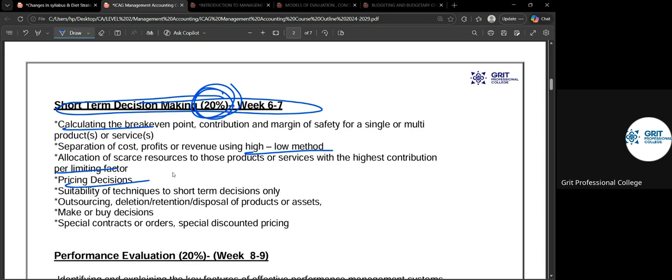Pricing decisions. Last night, we asked some theory questions in there about pricing decisions. Some of the short-term decision-making approaches, the make or buys, the outsourcing, retention, disposal, special orders, or one-off contracts and all of those things. We're going to go through everything. And the examiner is saying all of these areas, they are going to test them for 20 marks.